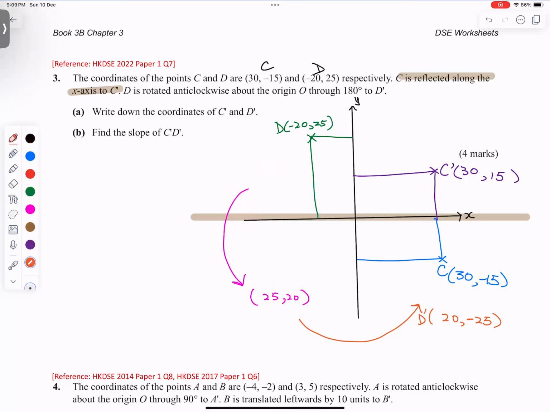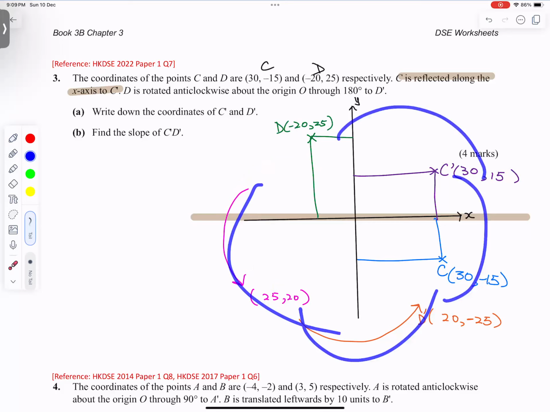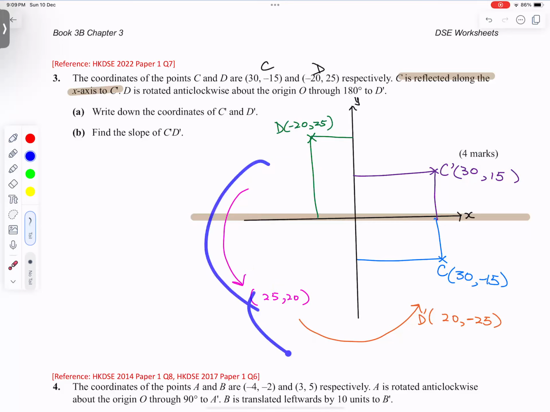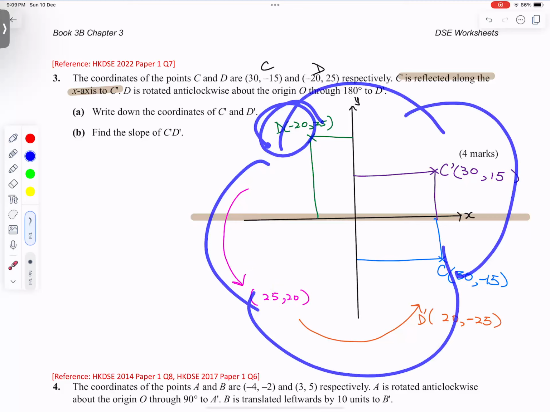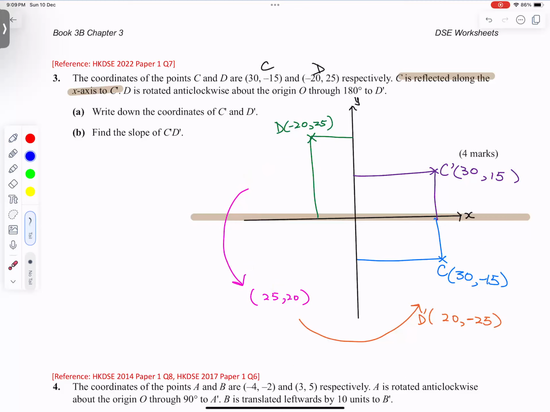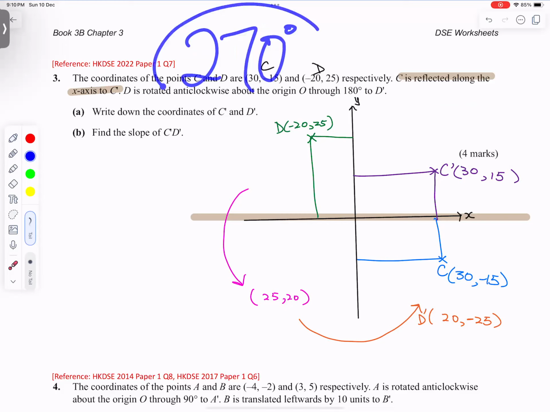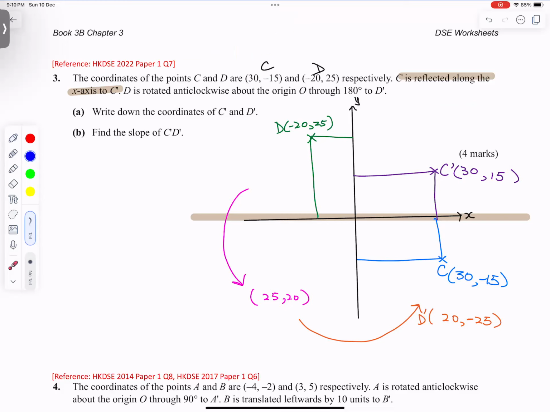If it's 360 degree, it's going to move 1, 2, 3, 4 boxes. And if it's 360 degree, that means it's coming back to the original point. How about if they say 270 degrees? It moves 3 boxes. Each box is 90, so no matter how many degrees, divide by 90.